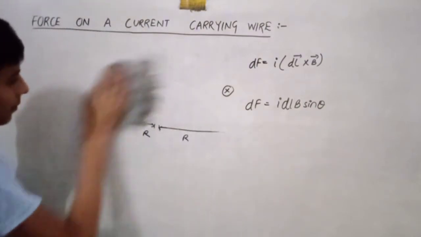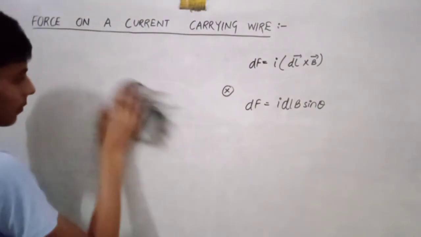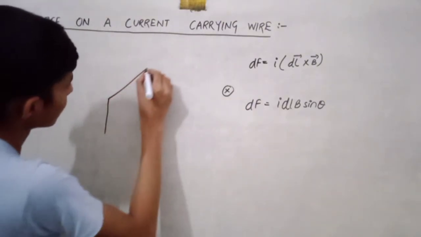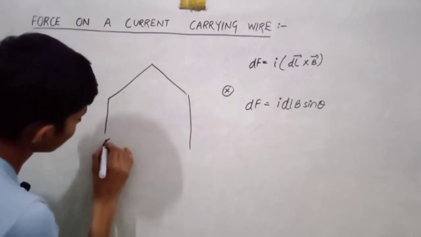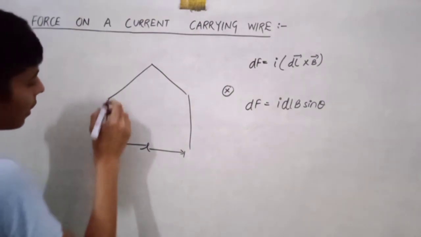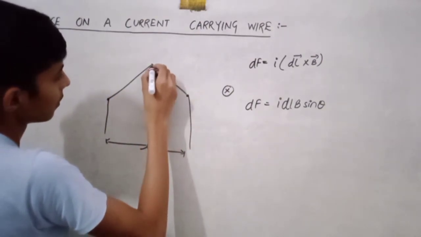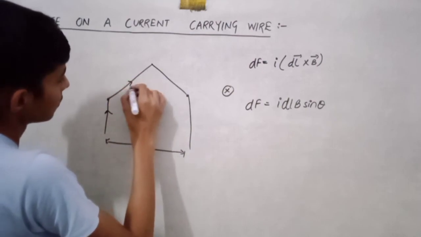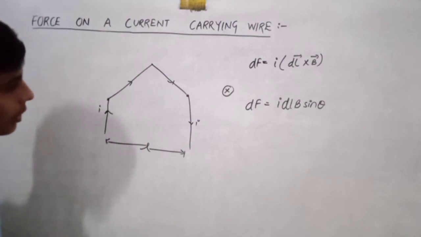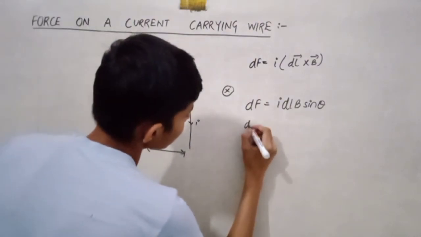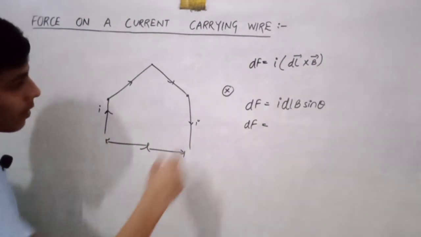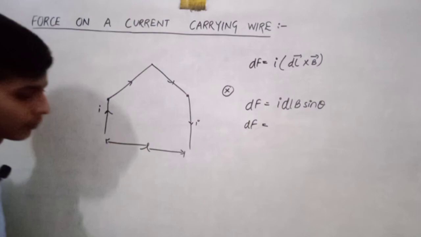Now another example is, this length is L. The distance between the two open ends is L. The direction of current is like this. Now in this case, what is the force? The direction of magnetic field is into the plane.